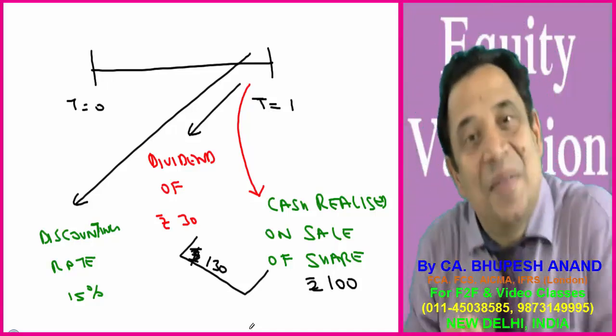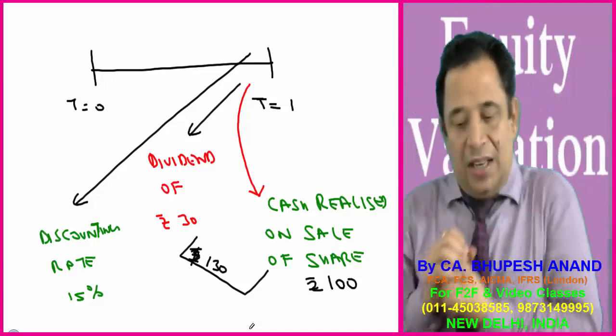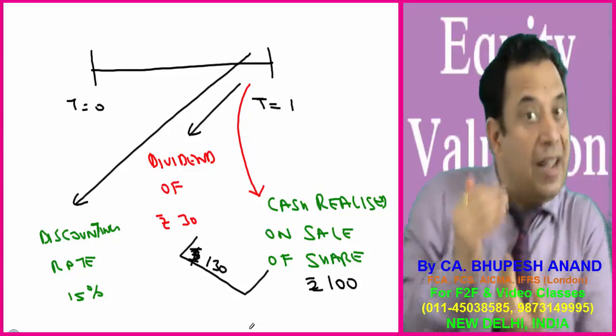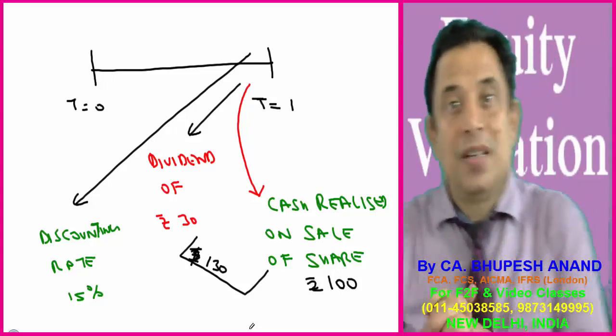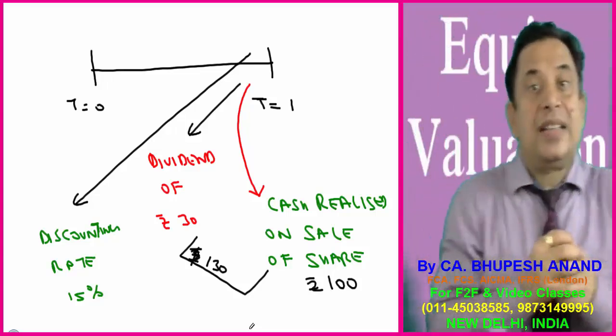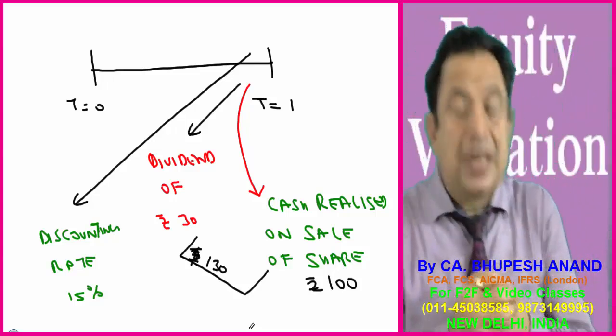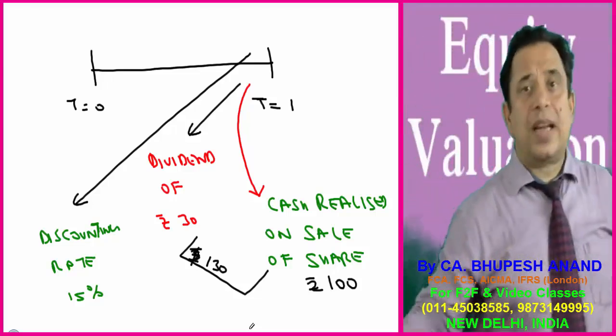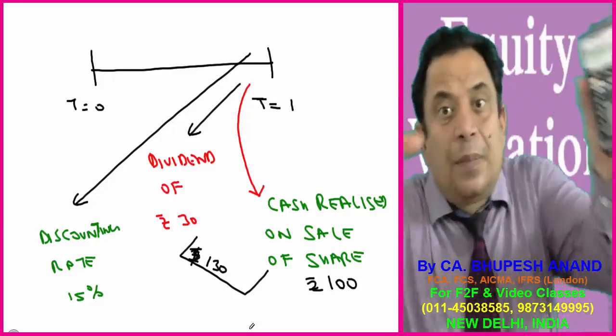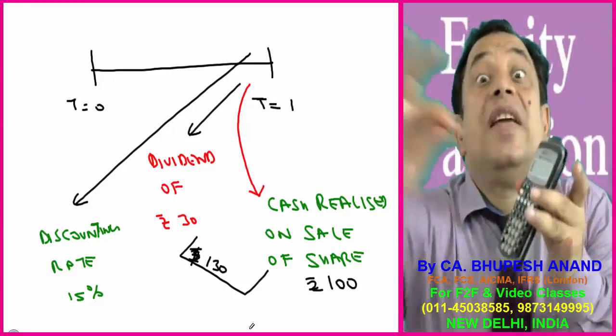So the dividend is 30 rupees, $30 I suppose, and the amount which I will be realizing by selling that share is $100 or 100 rupees. The total amount will be $130 or 130 rupees, and the discounting rate is 15%. So I can use the calculator and calculate the present value with the help of the TVM row.